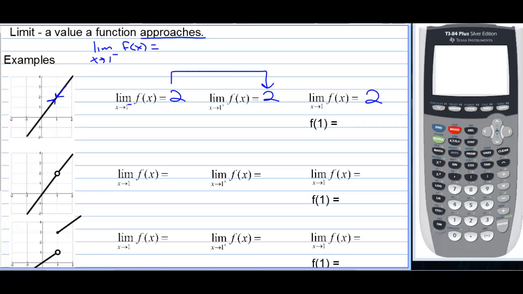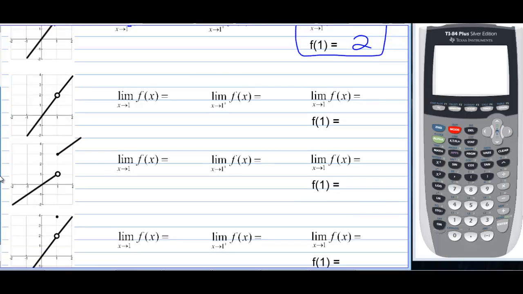The limit and the function value can be the same and they can be different. In this case, they just happen to be the same thing. So this function actually gets to 2 from both sides. Now, if the limit and the function value are equal, the function must be continuous at 1. It has to be. It approaches the value and it gets there. It's continuous there.